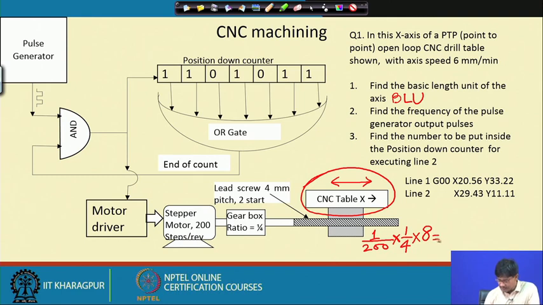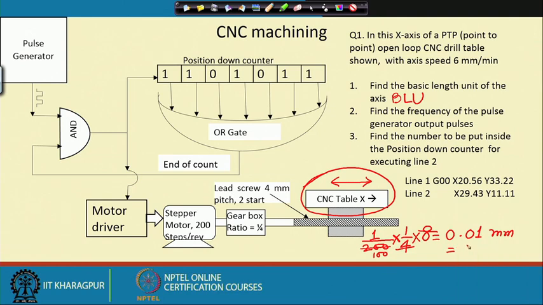So, how much is this equal to? 4 cancels out with 8 and this 2 cancels out, and we are left with 100, and therefore this is equal to 0.01 millimeters, 10 microns. So, we have this answer. Basic length unit is 10 microns.